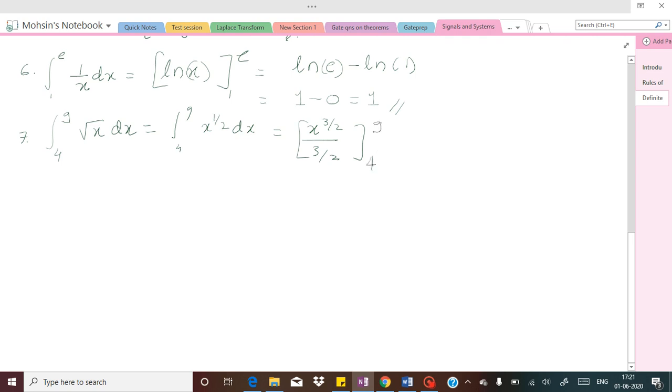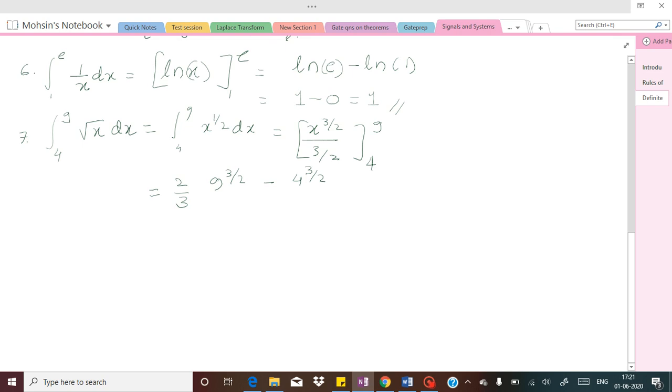Okay, so the limits are 4 to 9 here. Now we can substitute the limits of x here. So x equal to 9 first, then x equal to 4. So let me write that 3 by 2 constant outside, it will become 2 by 3, then 9 raised to 3 by 2 minus 4 raised to 3 by 2.